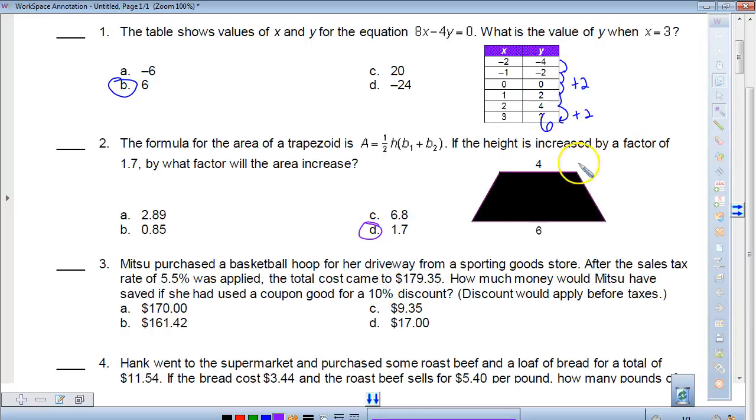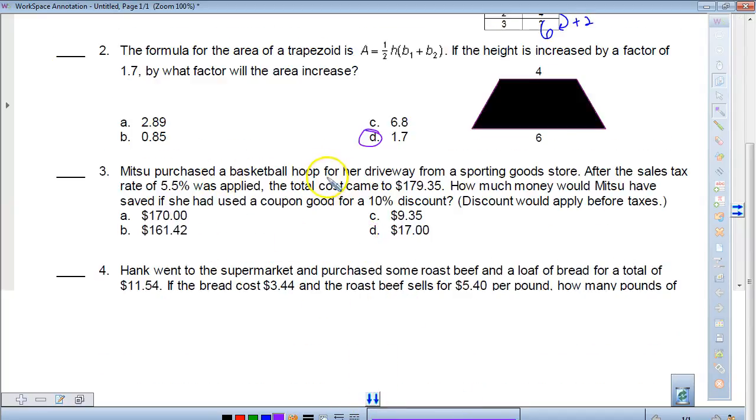If we had also increased the length of the bases by 1.7, that would have increased here as well, and we would be multiplying that 1.7 by another increase. That would have been different. But since it's just outside the parentheses here, we can just say it's increasing the area by 1.7 times as well.